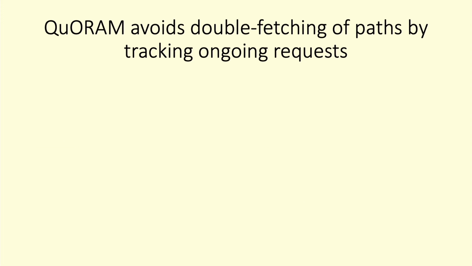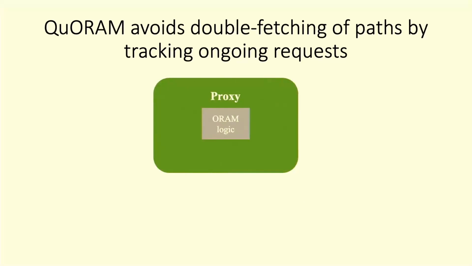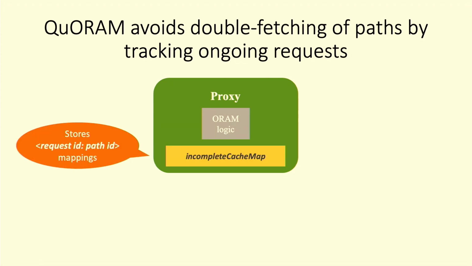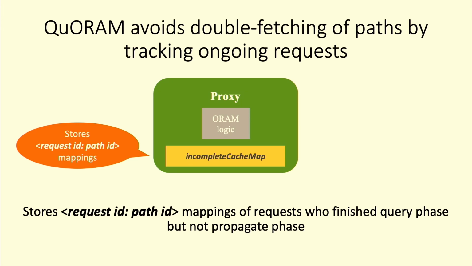To mitigate this inefficiency, QuORAM meticulously keeps track of the ongoing client requests by introducing a new data structure called the incomplete cache map, which stores the requests that have finished the query phase but have not yet finished the propagate phase, essentially ongoing requests.